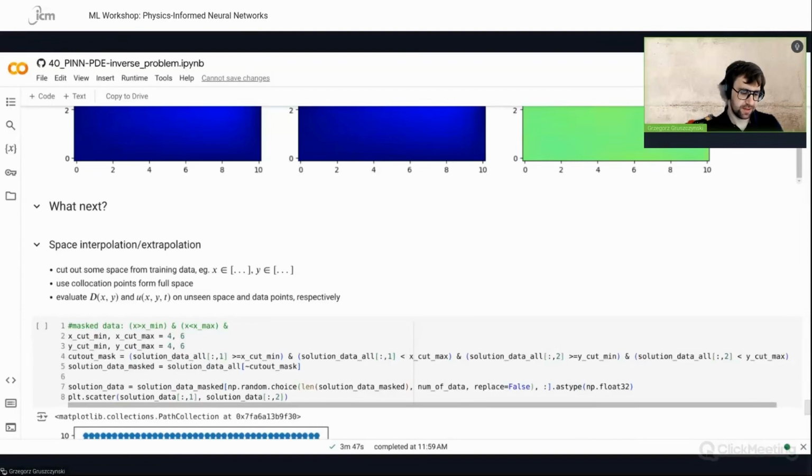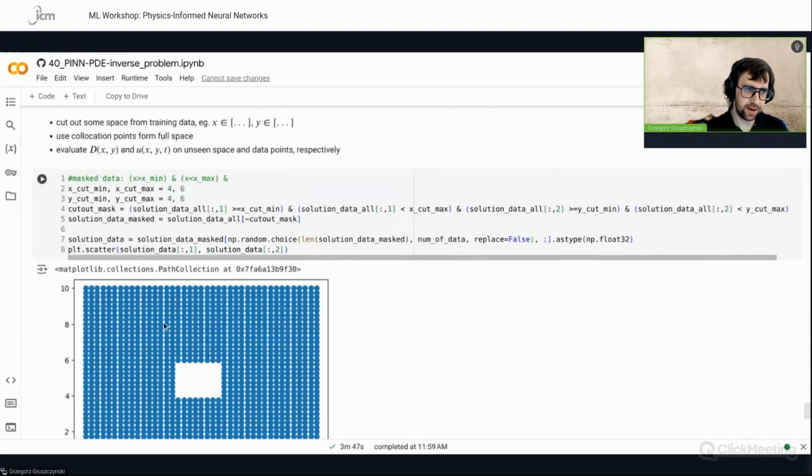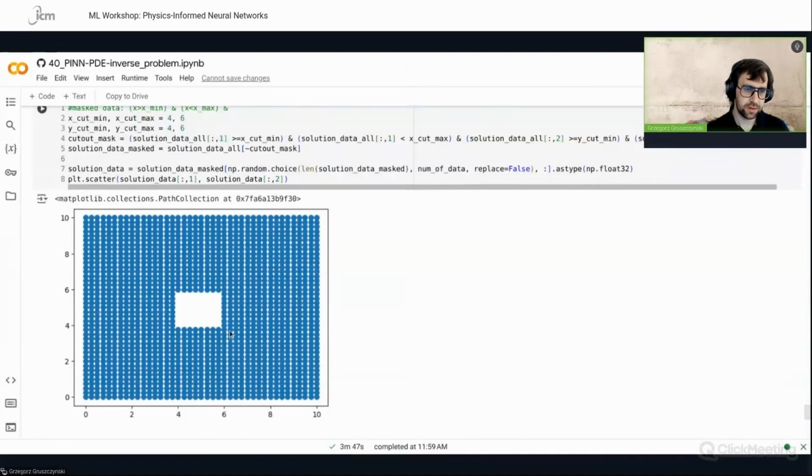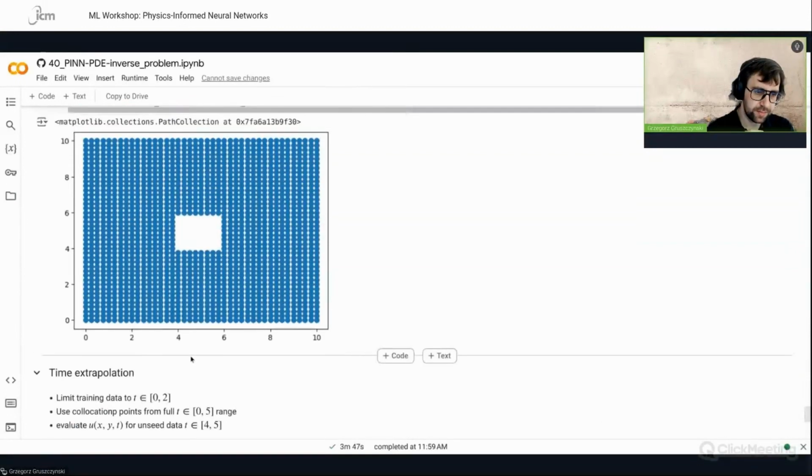Now some homework exercises for those who are curious what we can do next. For example, we can make a cutout from the data space, so we can say that our data are incomplete. And in that case, the goal of the PINN will be to find what was in the missing region. So you can use the PINN to find data which are, let's say, missing or corrupted from the experiment. This is one application. The second application is the time extrapolation.